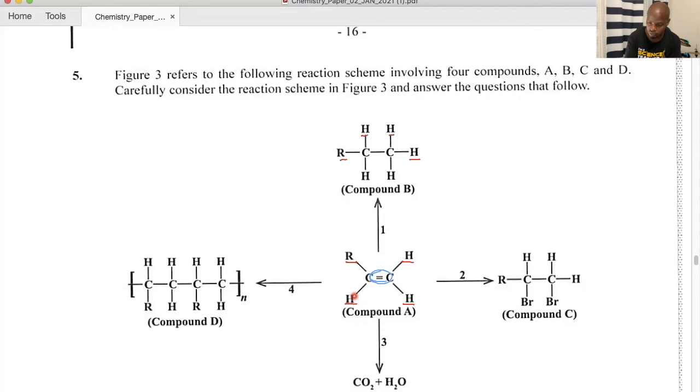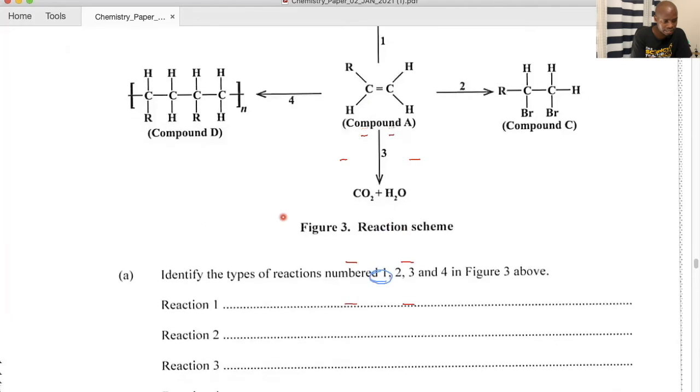So we normally cut one of the carbon-carbon double bonds, which will now allow each carbon to take part in one more bond. So we're pretty much doing addition for the most part here. So let us look at the questions.